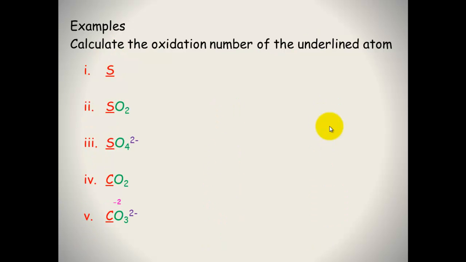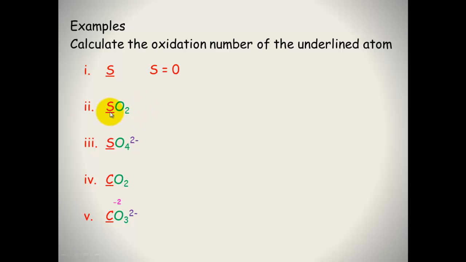Okay, so here's a couple of examples, and it's asking you to calculate the oxidation number of the underlined atom. The first 3 are asking you to work out the sulfur. The first rule is that an element, when it's by itself, will always have an oxidation number of 0. So sulfur in the first example has an oxidation number of 0.